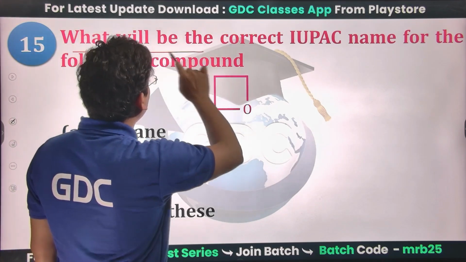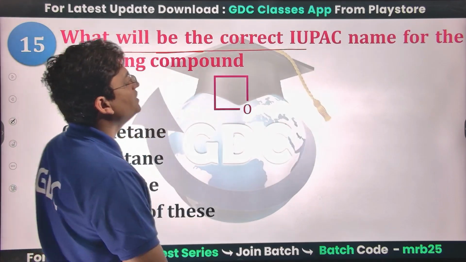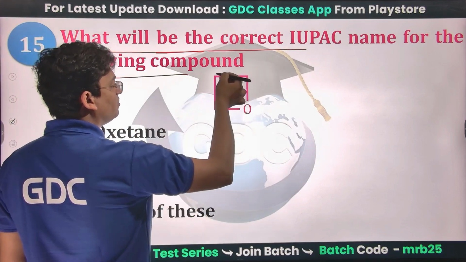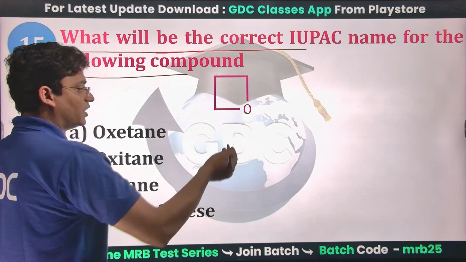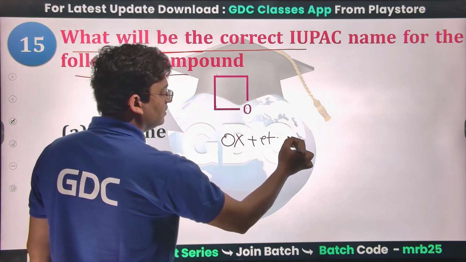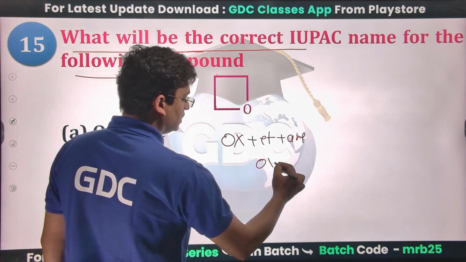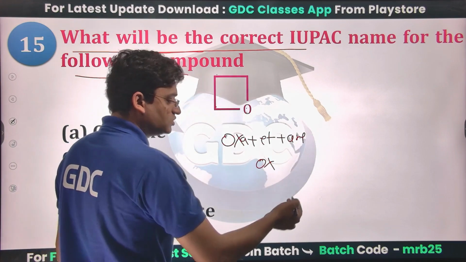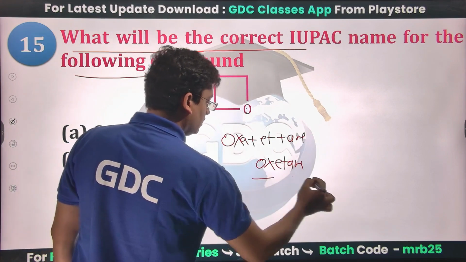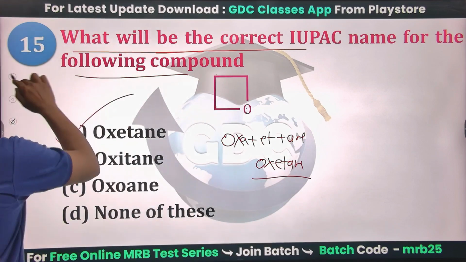What will be the correct IUPAC name for the following compound? Now, oxygen, carbon, carbon, carbon. Saturated version, okay. In oxygen, so ox plus et plus ane. Oxetane. Oxa, the A will be lost when we write A and E, so we have ox, et, ane. Oxetane, where is it? Alright, A option.